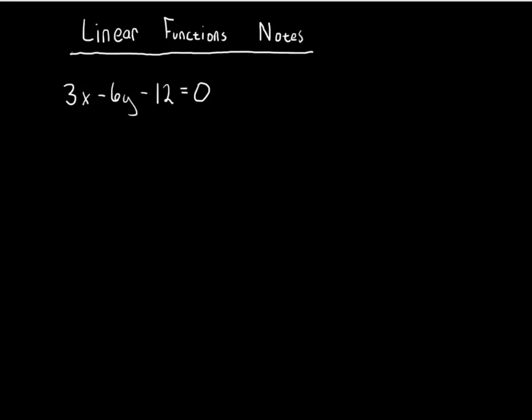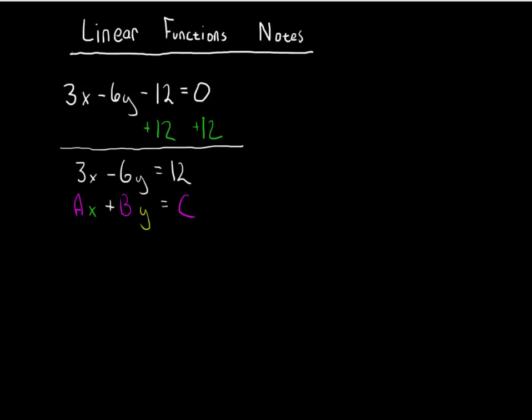I'm going to start by putting this equation into standard form. By adding 12 to both sides, I get 3x minus 6y equals 12. This is standard form, because I've got a number times x plus a number times y equal to a number.